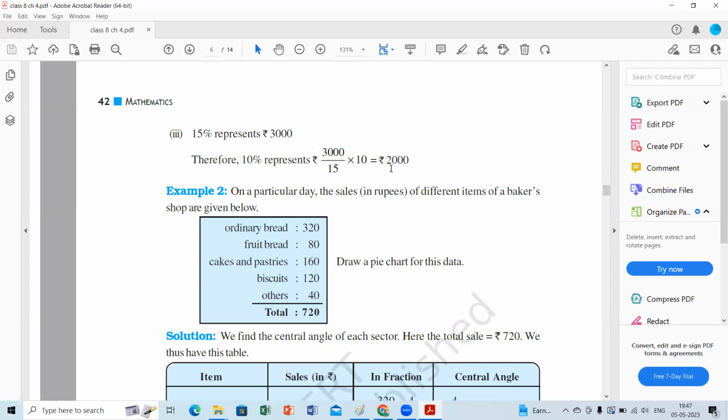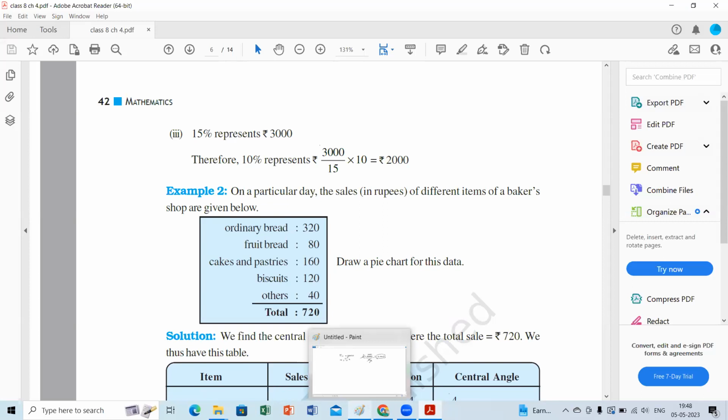You need to find out the sector angle. To find the sector angles, how many items are there here? Ordinary bread, fruit bread, cakes and pastries, and biscuits and others. Together the total is 720. So how will you get the fractions? Suppose I want the fraction for ordinary bread. Ma'am, 320 by 720. Very good. It's 320 by 720. That's your fraction.